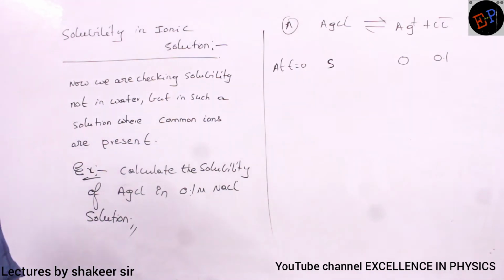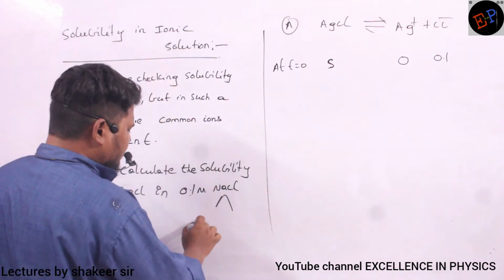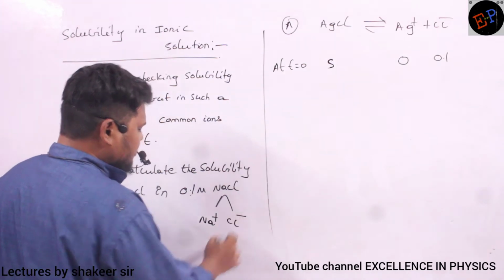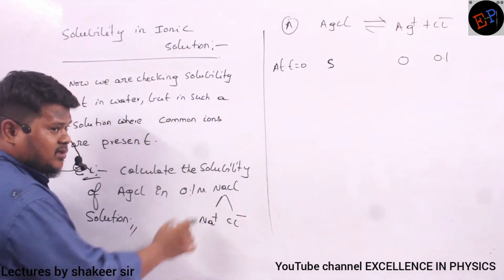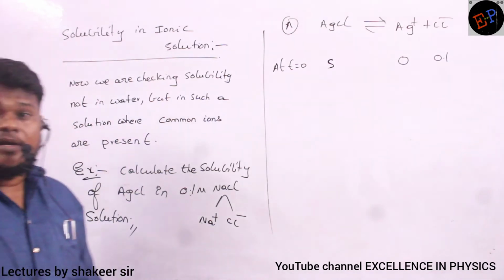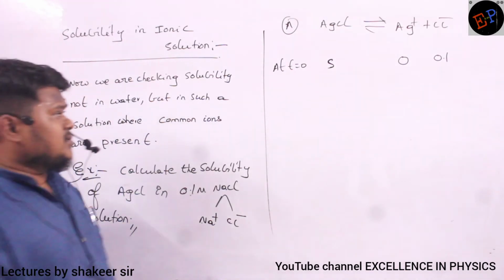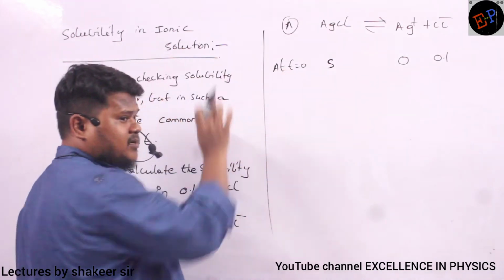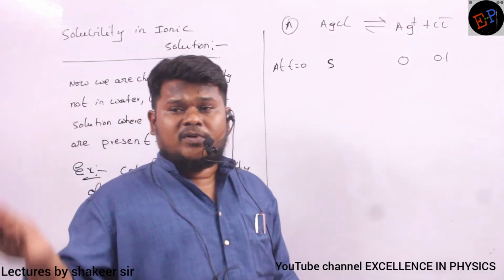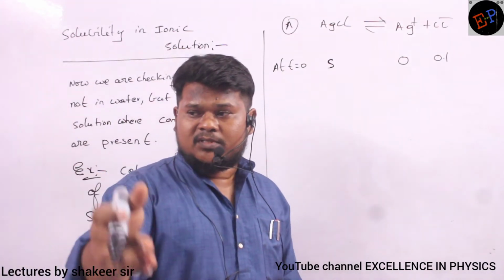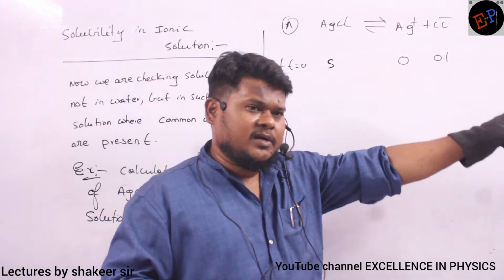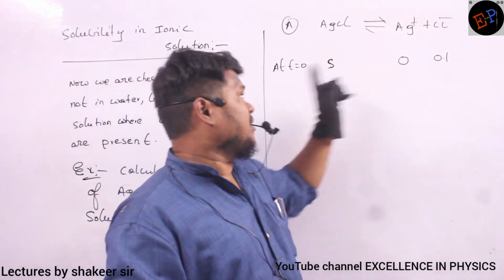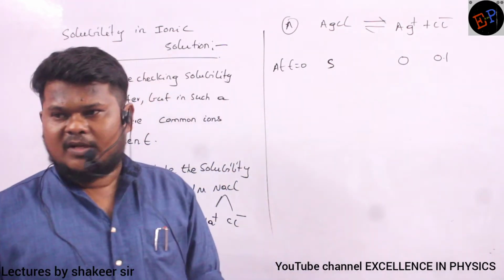That is the meaning of this one, no? And this NaCl, I can divide into Na plus and Cl minus. So 0.1 molar of Na plus is present, and 0.1 molar of Cl minus is also already present. Therefore at T equal to 0, before this salt dissolves, there is already some Cl minus present, so you have to include that at T equal to 0. Are you able to understand?